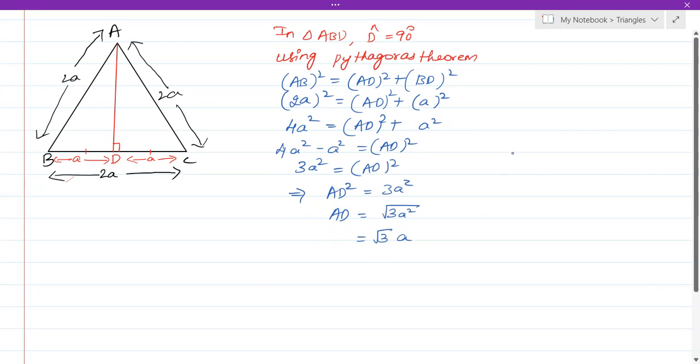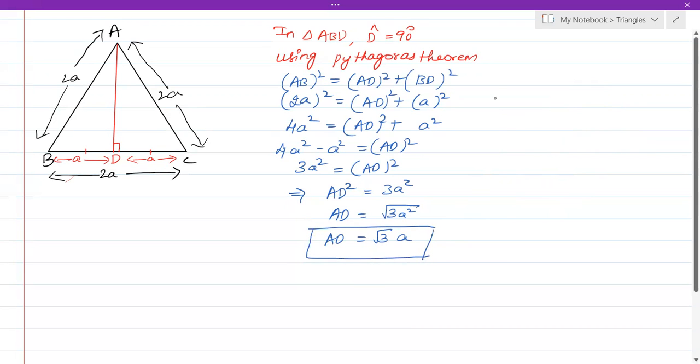Since 3 and A square are in multiplication like this, I can split the root like this: root 3 into root A square. But if they are in addition like this, we cannot write it as root 3 plus root A square. This is not possible using laws of exponents. Only in multiplication and division can we do that. So root 3 into A. This is the value of the altitude of this equilateral triangle.